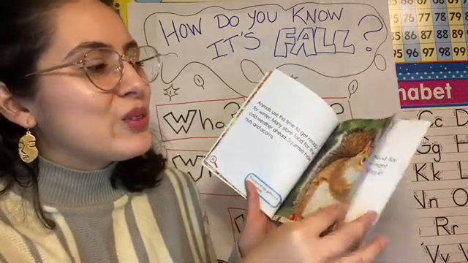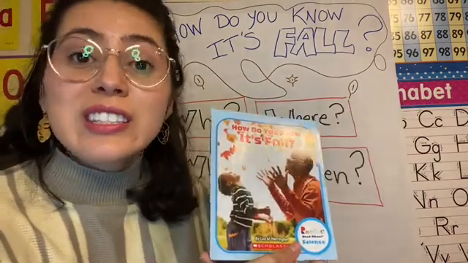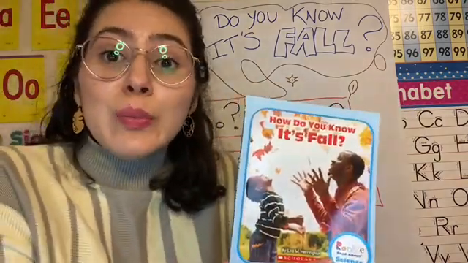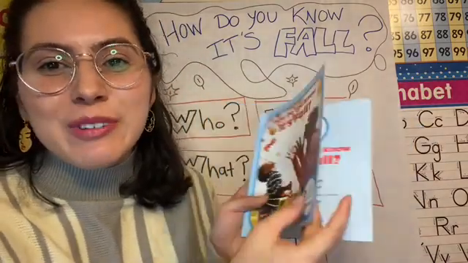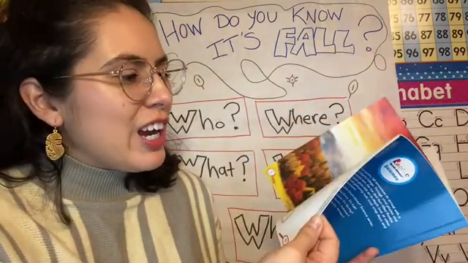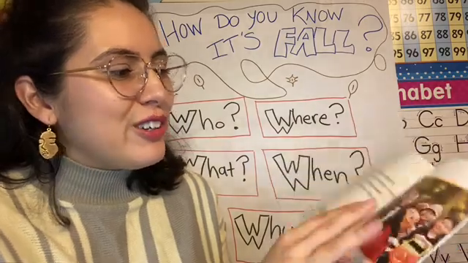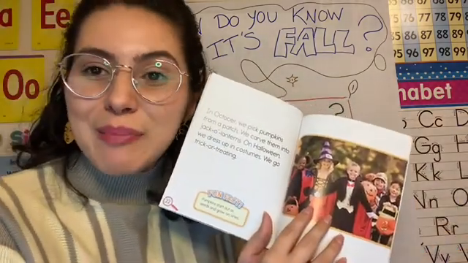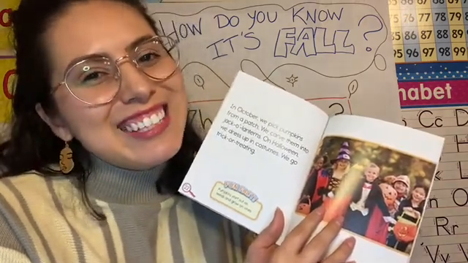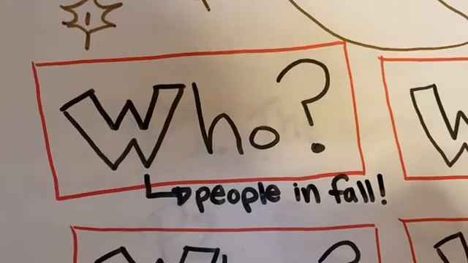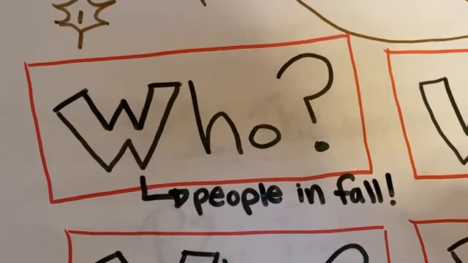So who is this book about? It's about the people, all of us, who experience the seasons. So it's about people experiencing fall, right? Because you see here, these friends are experiencing fall. If I flip through, I remember that Halloween section where our friends are experiencing fall. See, it's about how different people experience and celebrate fall. So I'm gonna write that in just 1 second. So I wrote right here, people in fall. Who is this book about? People in fall. Great job, let's look at our next W.